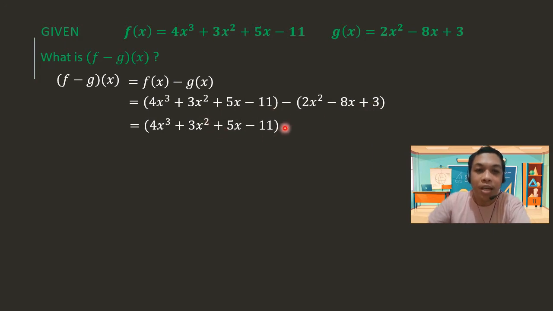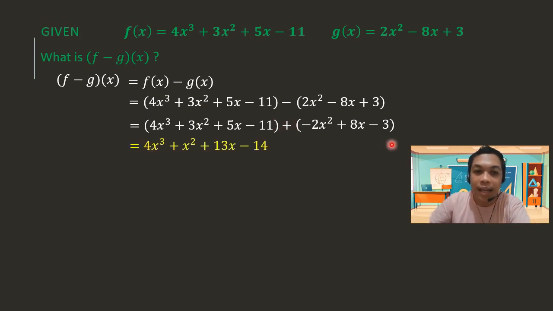So, for subtraction, one rule na naaral natin nung tayo ay nasa junior high school is that pinapalitan natin yung sign ng ating subtrahend and then we proceed to addition. So, itong part na to magiging negative 2x squared plus 8x minus 3. And then we proceed to addition.